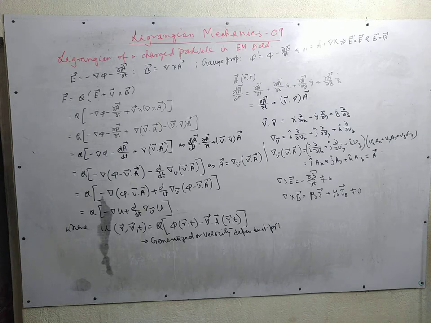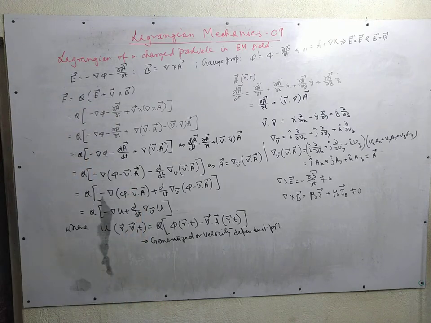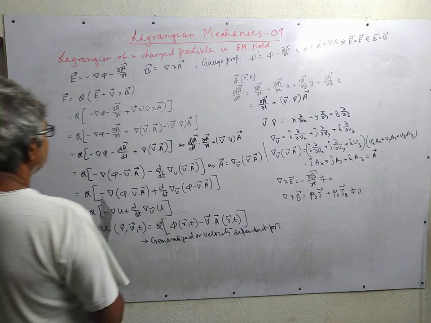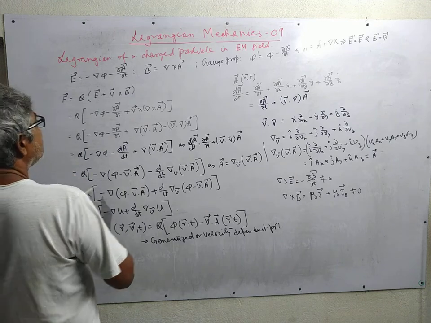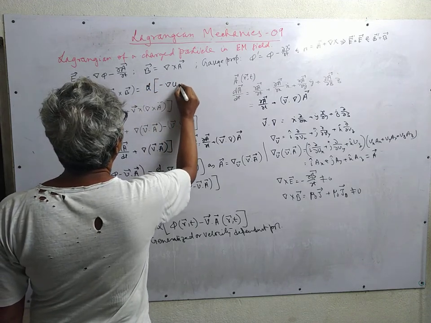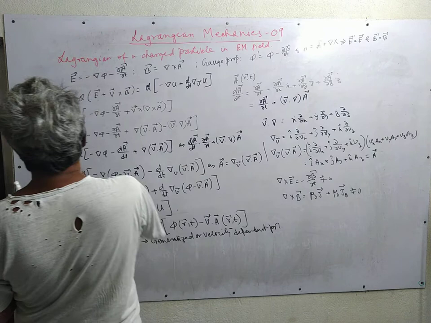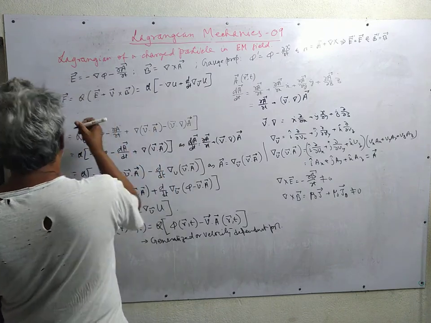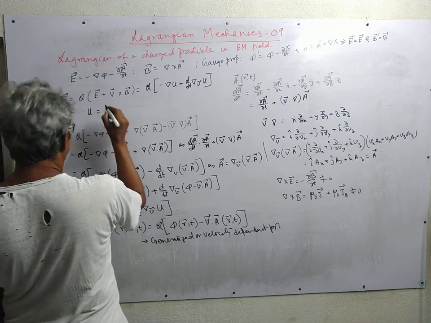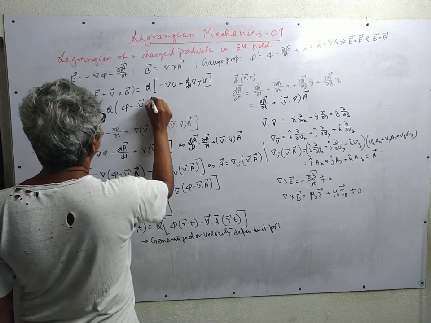So our conclusion is that a charged particle subjected to an electromagnetic field can be taken care of through the velocity dependent potential, with U equal to q phi minus v dot A.